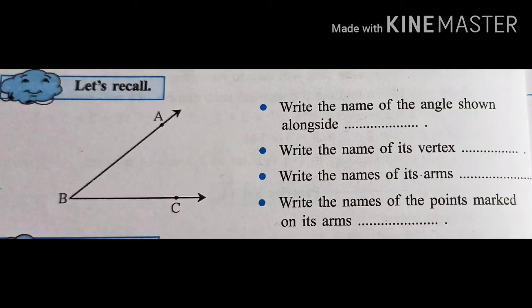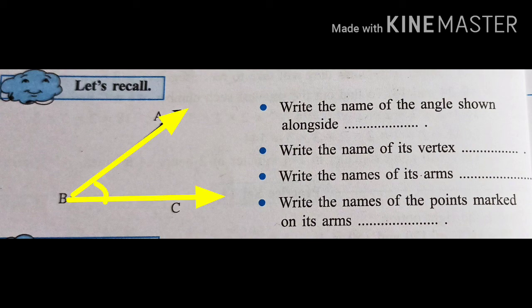Before we start the new topic, let's recall what we had learned in Standard 6. Write the names of the angle shown alongside. The answer is angle ABC, or you can write it as angle CBA or angle B. Write the name of its vertex.